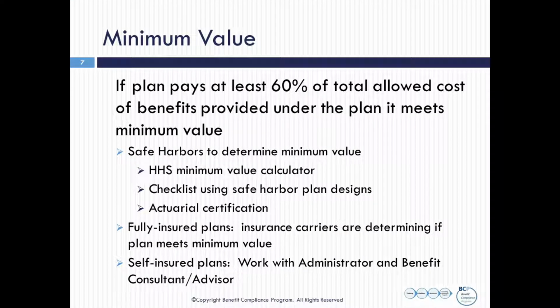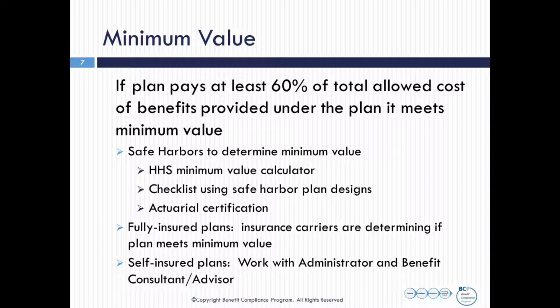Minimum value. If your plan pays at least 60% of the total allowed cost of benefits provided under the plan, it will meet minimum value. There are safe harbors to determine whether your plan will meet this minimum value definition. The government has released a calculator. There is a checklist provided again by the government. Or if you have a very complicated plan, you might need to get an actuarial certification.